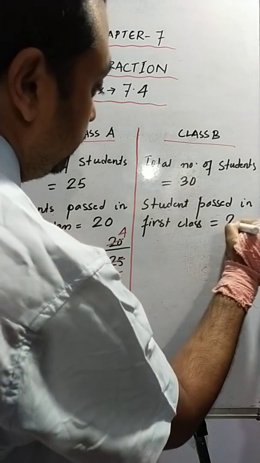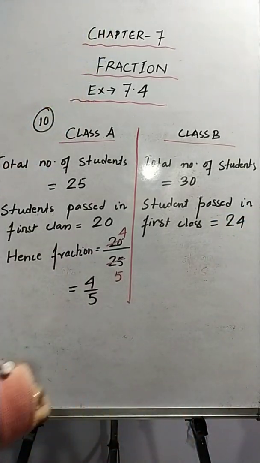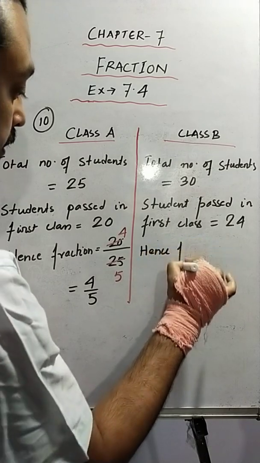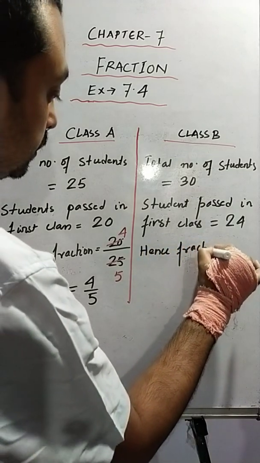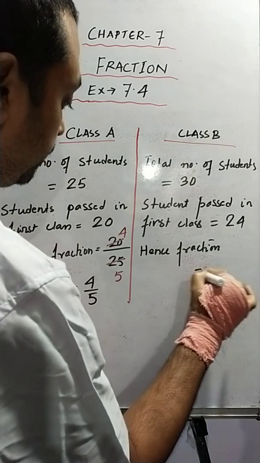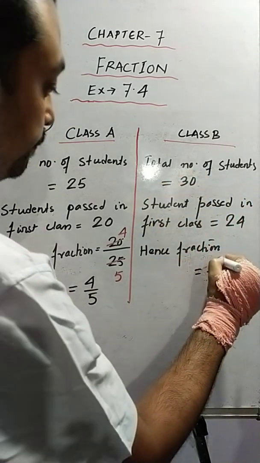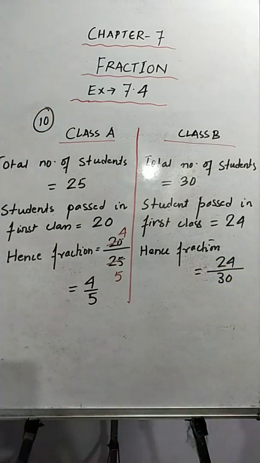That is 24. So again we have to find the fraction. Hence, the fraction would be what? Out of 30 students, 24 students have passed with first class marks.